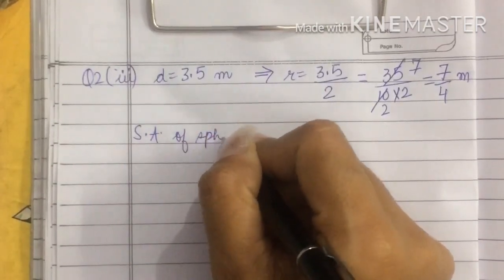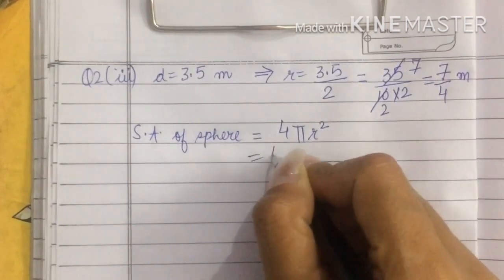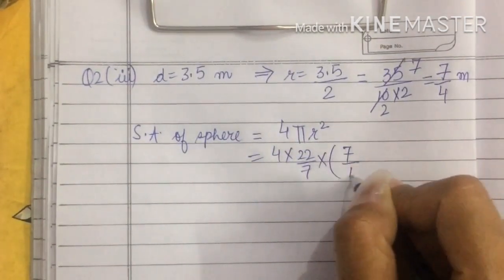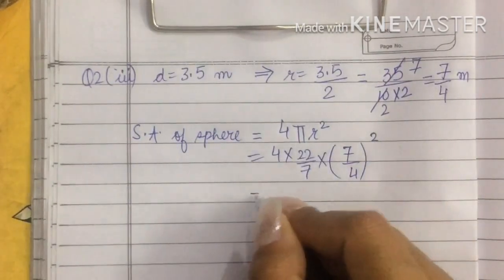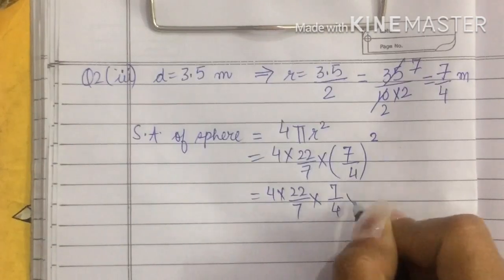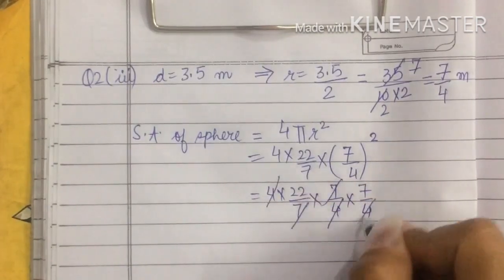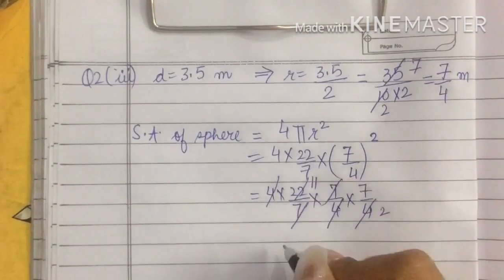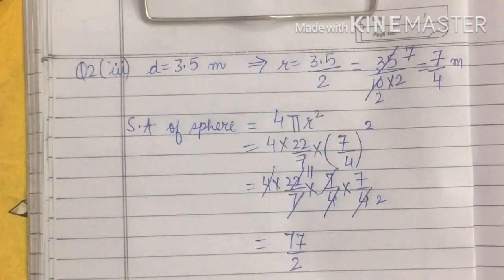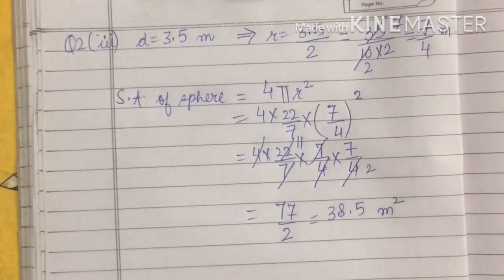Surface area of sphere is given by 4 pi r square. So 4 into 22 by 7 into 7 by 4 squared. Now the simplification. These get cancelled, these get cancelled. Let's cancel these. So I get 77 by 2. So this comes out to be 38.5 meter square.